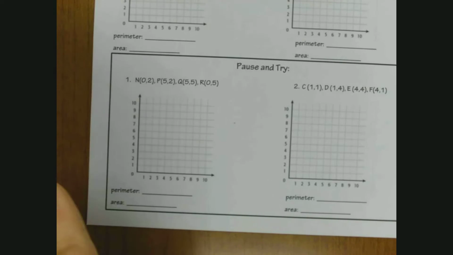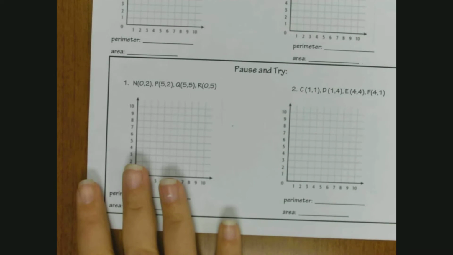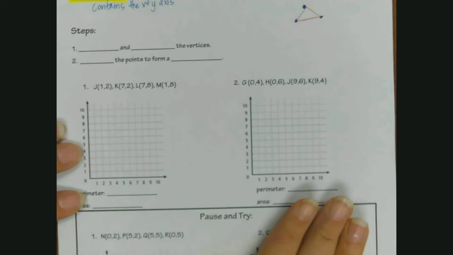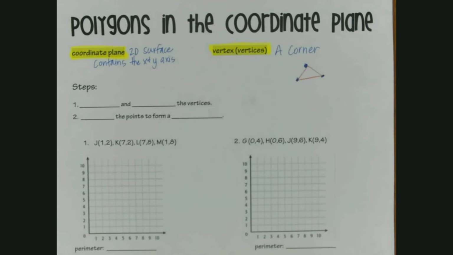The desks, tables, right, the top of them, that's a plane. It has an x and a y-axis. It extends forever. It's flat in 2D. Okay, so that's what a plane is. That's what I'm talking about in the coordinate plane. So, we've done this a lot. We're just going to plot a shape, find the perimeter and area of it. It should be very familiar to you.